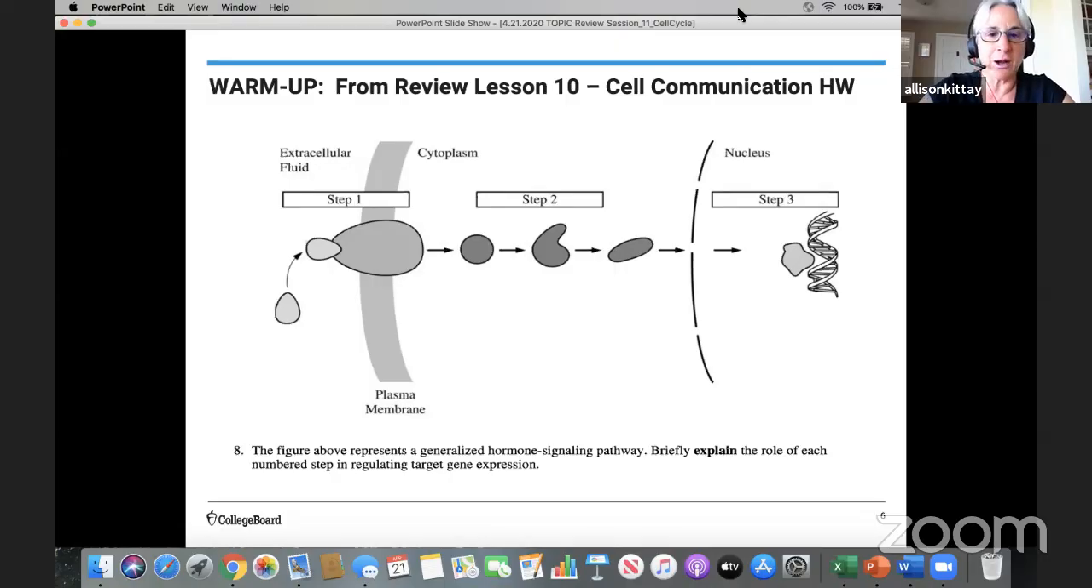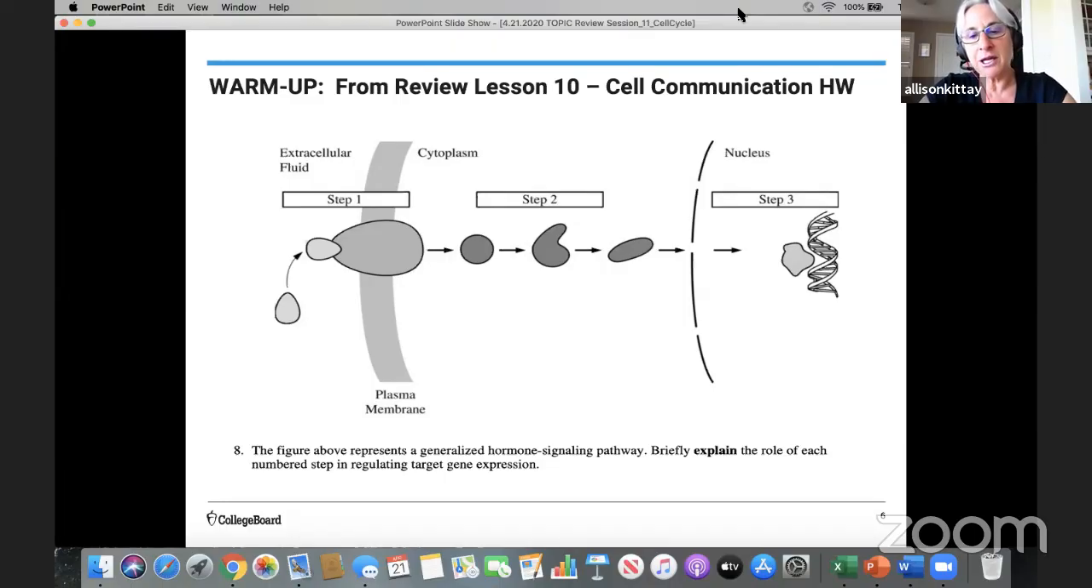You're looking at a model or a diagram that represents a generalized hormone signaling pathway. You are asked to briefly explain the role of each numbered step in regulating target gene expression. So you can see you've got step one, and step one is labeled on the plasma membrane and you're given direction. You can see that on one side you've got the extracellular fluid, and then on the other side you've got the cytoplasm. And so step two takes place in the cytoplasm and it has multiple steps.